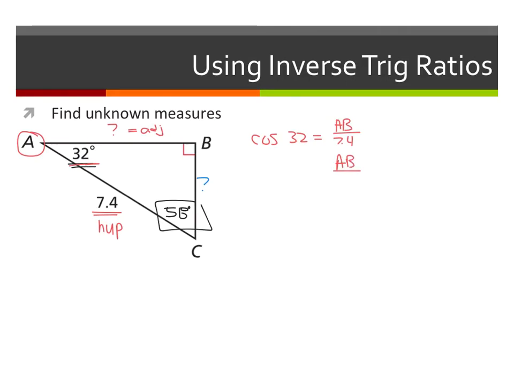That means since cosine of 32 is 0.848, AB, when you multiply 7.4 on both sides, will be 6.28.